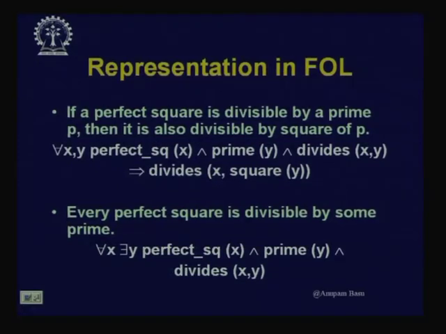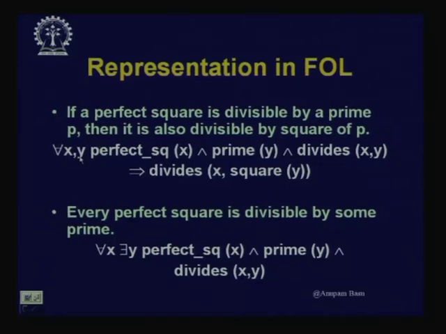So, here is a sentence. I take the sentences one by one. Now, this is the method: you have to take the sentences one by one and convert them into predicate form. So, if a perfect square is divisible by a prime p, then it is also divisible by the square of p. That was the statement made. So, I write it as for all x and y. You can write it as for all x, for all y also. This means the same thing.